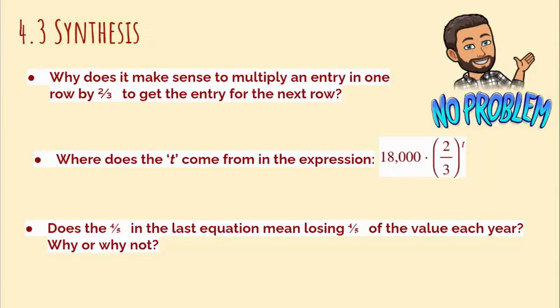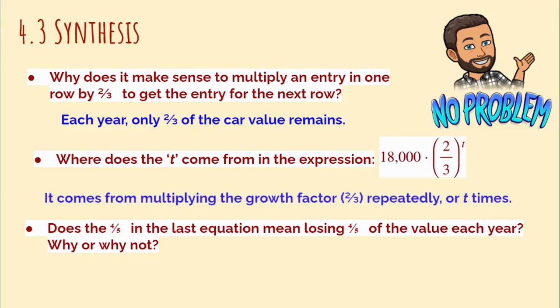4.3 synthesis. Let's take a look at these 3 questions. Why does it make sense to multiply an entry in one row by 2/3 to get the entry for the next row? Again, this is because each year only 2/3 of the car value remains, or we're taking 1/3 off of the value each time. Where does a T come in from the expression 18,000 times 2/3 to the T? This is because we are multiplying that growth factor of 2/3 repeatedly, or T times. So we have 2/3 times 2/3 times 2/3 T amount of times. We just represent this as 2/3 to the T power.